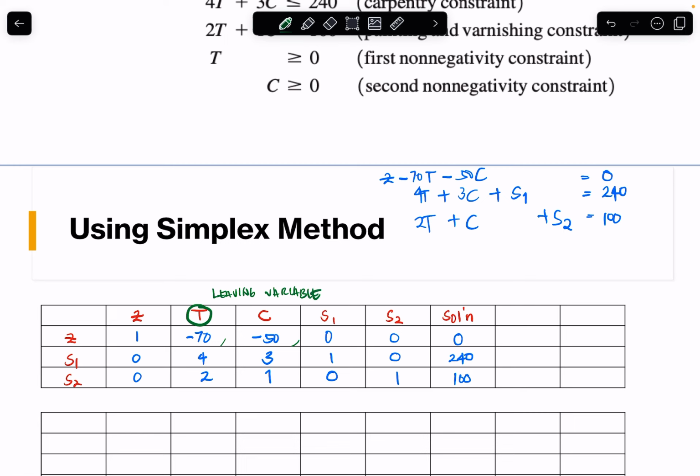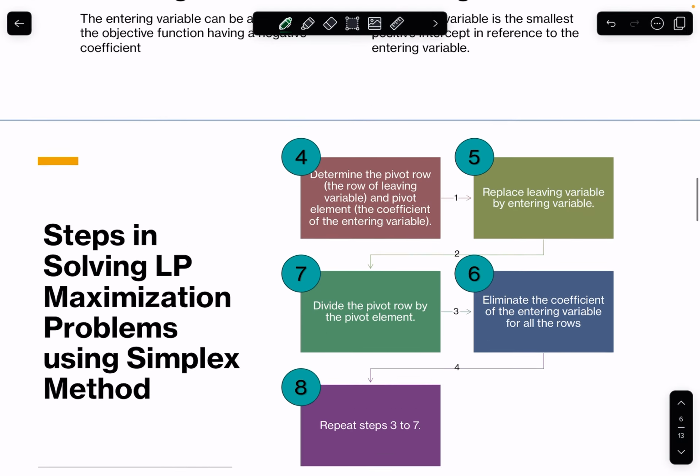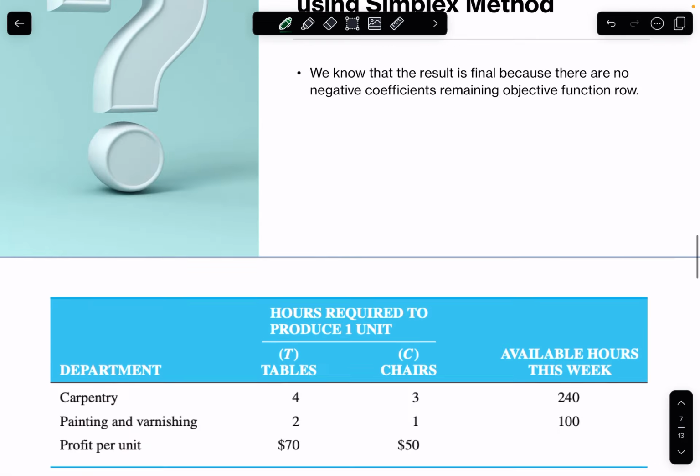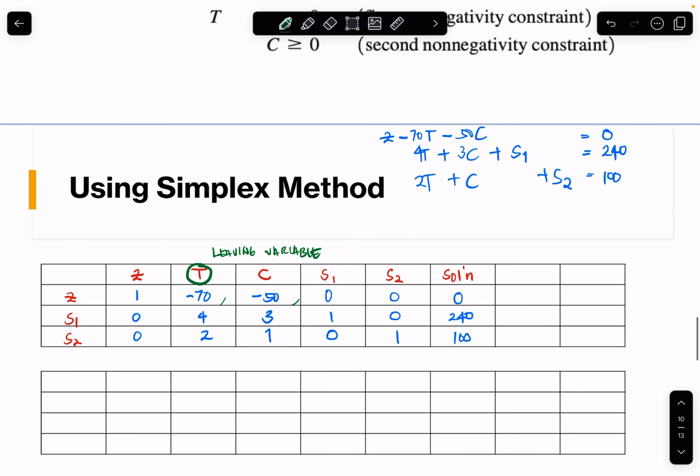And then we decide for the leaving variable. Sorry, this should be the entering variable. The entering variable is the most negative coefficient, and it will replace the leaving variable.